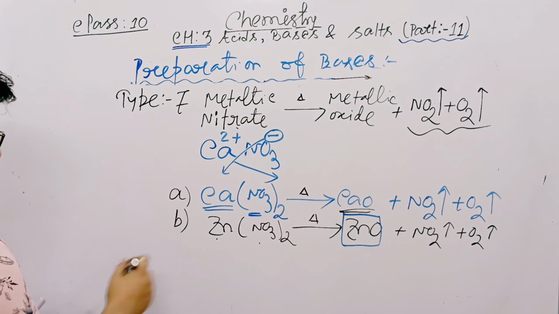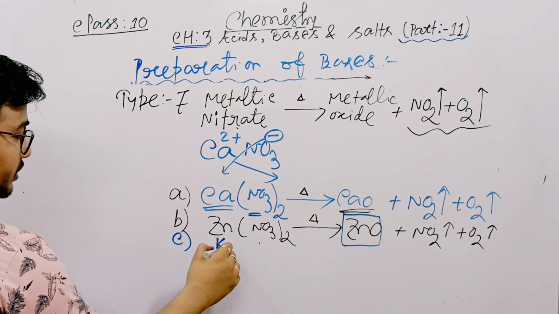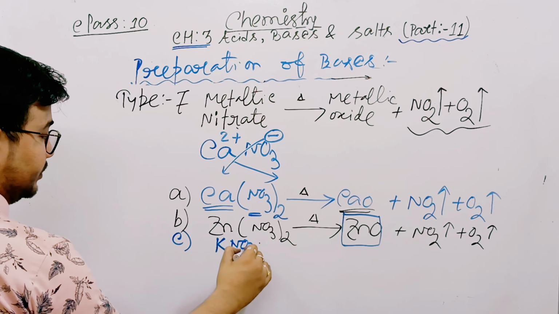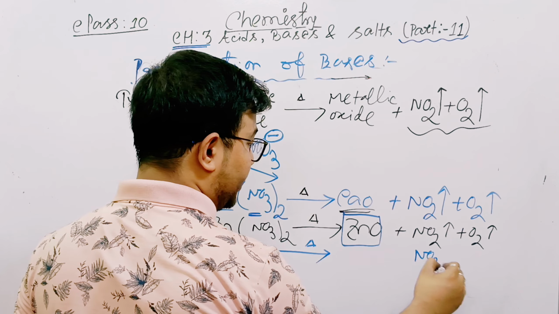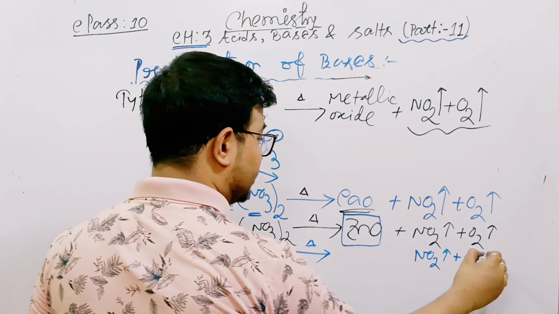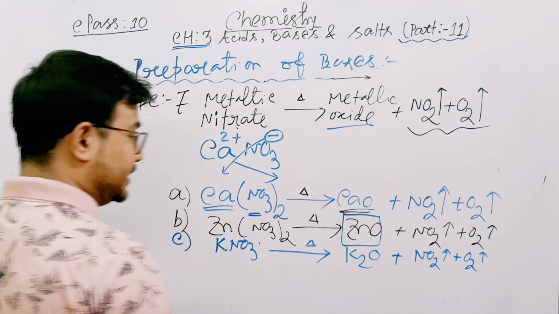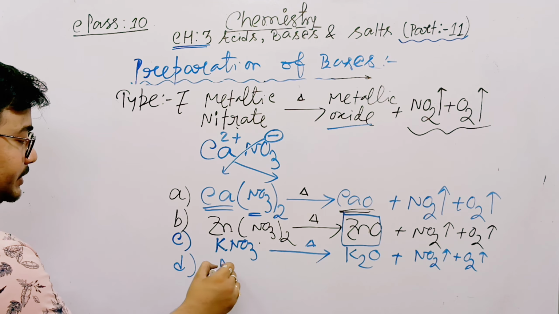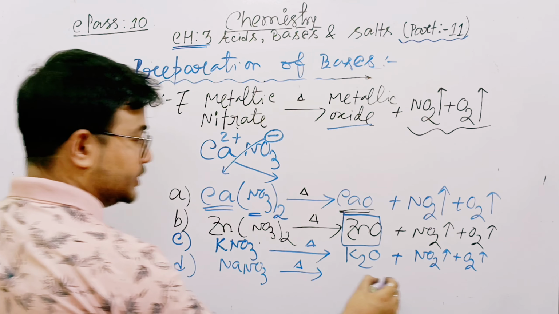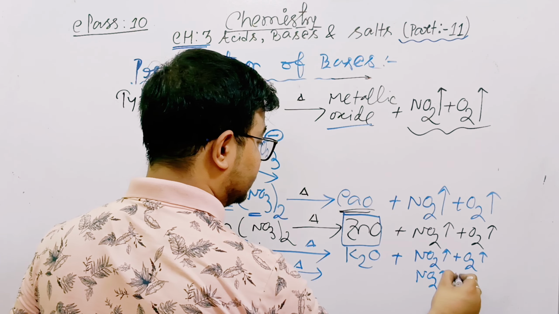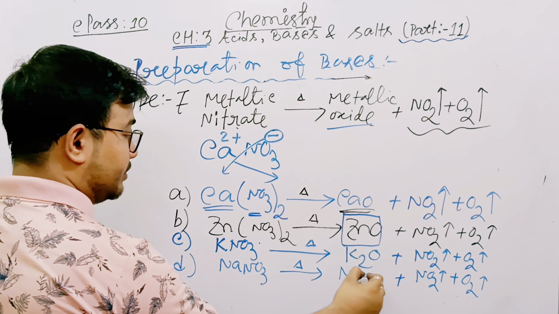Now third example. Suppose we choose potassium nitrate, KNO3. After decomposition, since it is nitrate, it will form NO2 and O2 along with what? Metallic oxide. Metal is potassium, so the metallic oxide is K2O. Next example, sodium nitrate. Nitrate means NO2 and O2 along with metallic oxide. Metal is sodium, so sodium oxide.